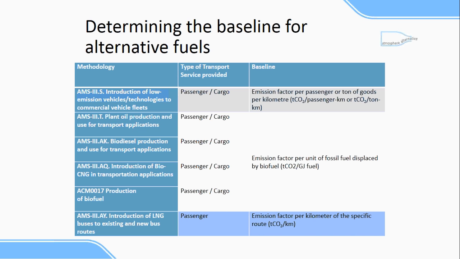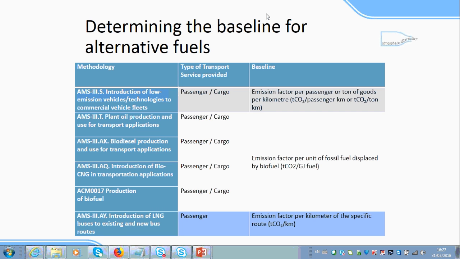The first way that the baseline is determined for alternative fuels is described in methodology AMS3S, Introduction of Low Emission Vehicle Technology to Commercial Vehicle Fleet. In this case, the baseline takes into account what would happen with the commercial vehicle fleet in the absence of the use of alternative fuels. So a baseline is defined based on the assumption of how the fleet would continue to operate using the fossil fuels that were applied prior to the use of alternative fuels.